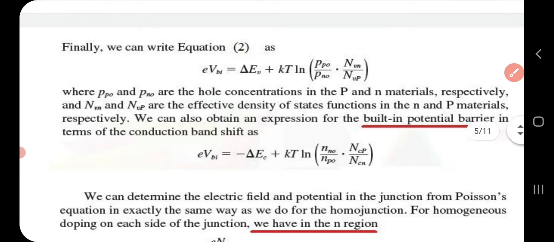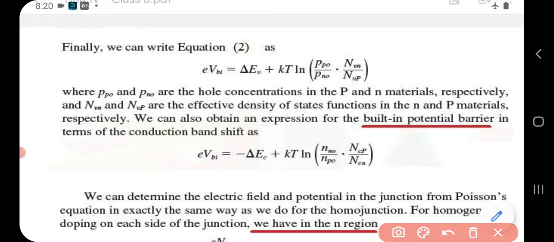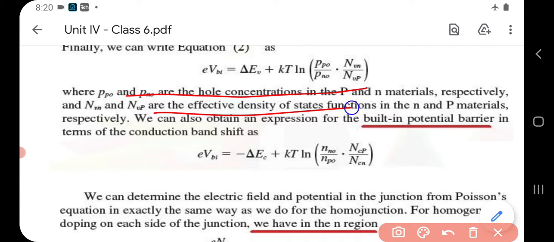Then mention what each term stands for. Here P, PO and PNO mean the hole concentration in P and N region. Then NSN and NEP stand for the effective density of state functions in N and P region. So when you are writing any equation, you have to mention the terms that you specify in that equation. Okay, so this you have to mention.